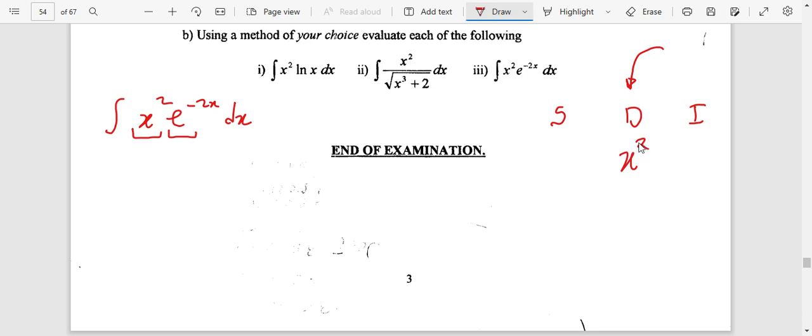So I'm going to differentiate. If you differentiate x squared, what do you get? 2x. And if you differentiate 2x, you get what? 2. And if you differentiate 2, you get what? A zero. Okay, so we have reached a 0. And then you are going to put e to the power negative 2x. Now we are integrating. So if you integrate e to the power negative 2x, what are you going to get?